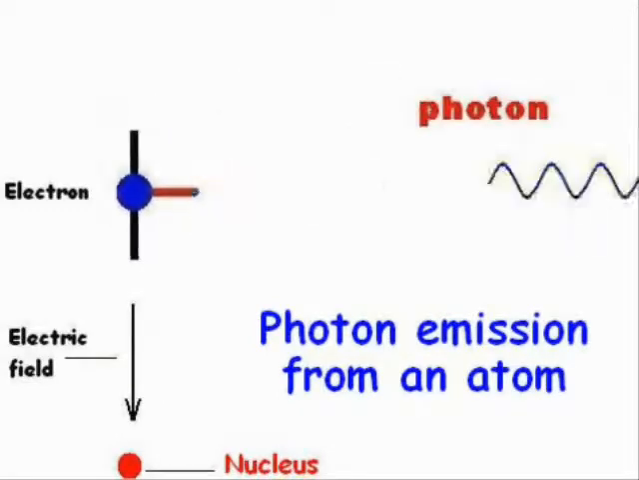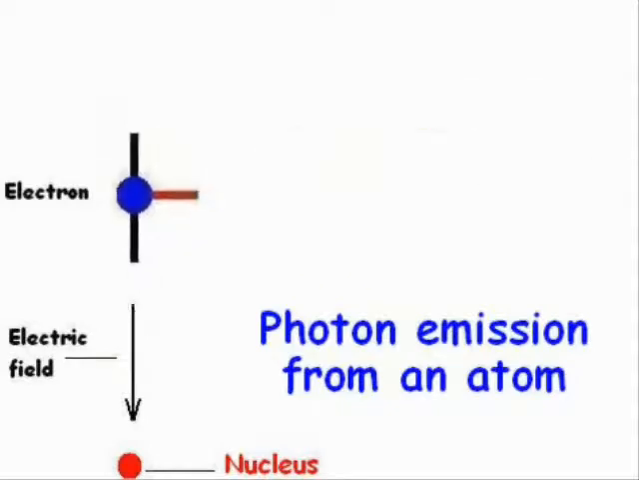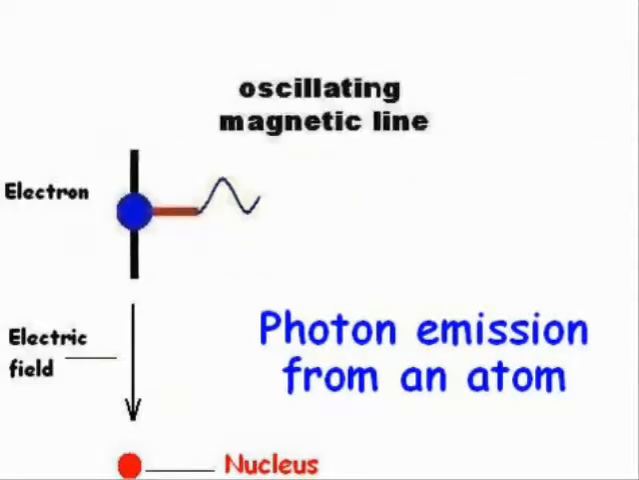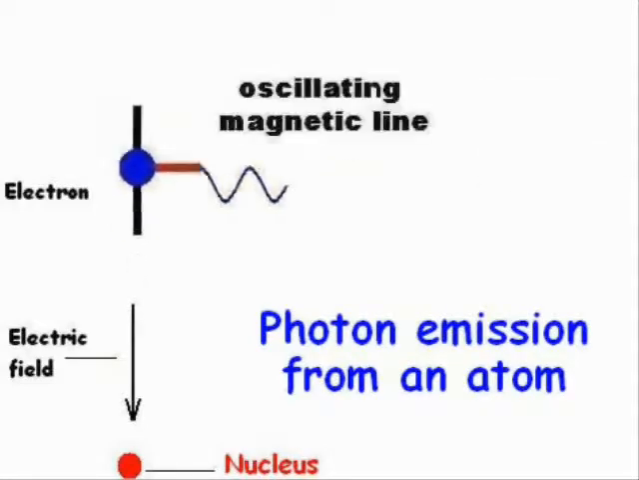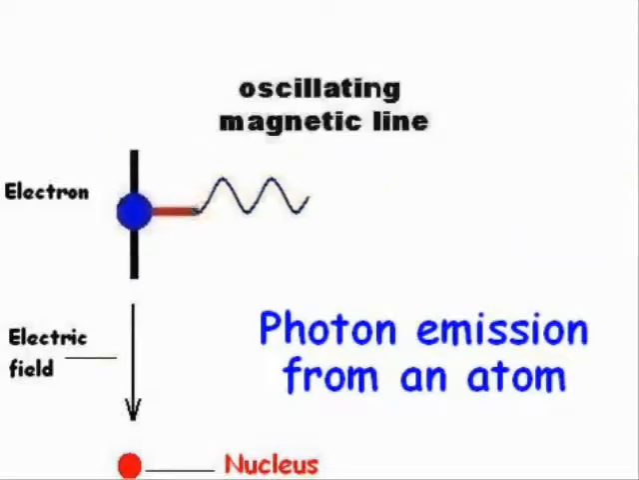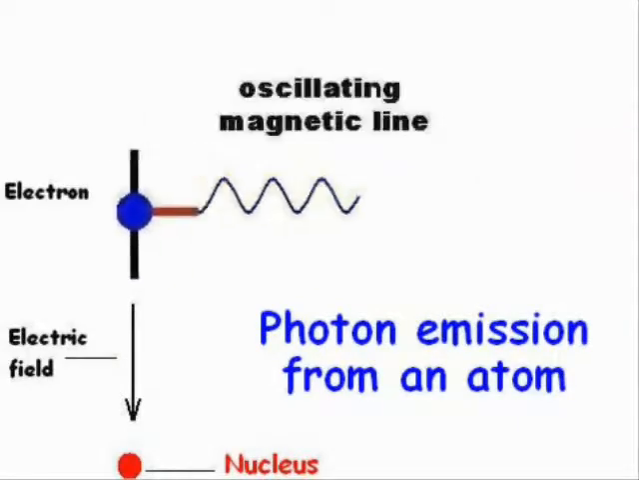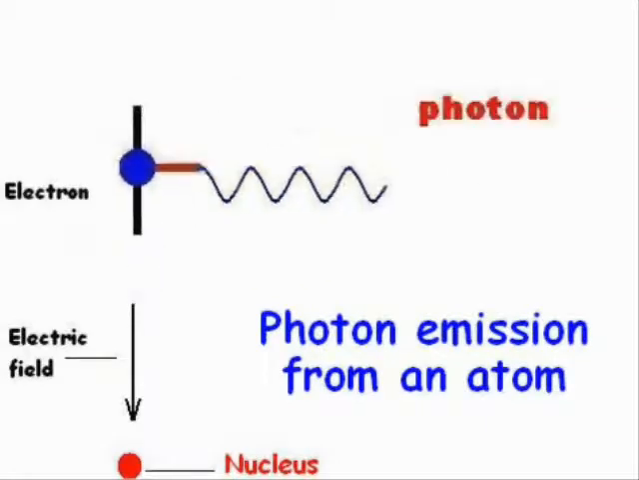So when it oscillates, the electric field of the electron will be parallel to the oscillation and the magnetic field will be perpendicular to the oscillation. This oscillation of the electron creates a transverse wave on its magnetic field, and the oscillating magnetic field is radiated to space. Watch video, What is light?